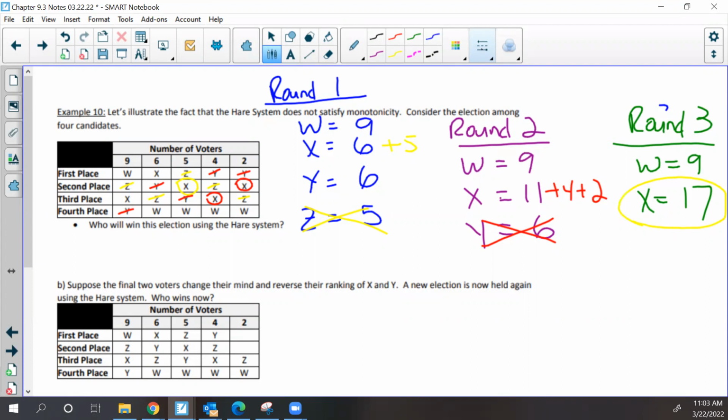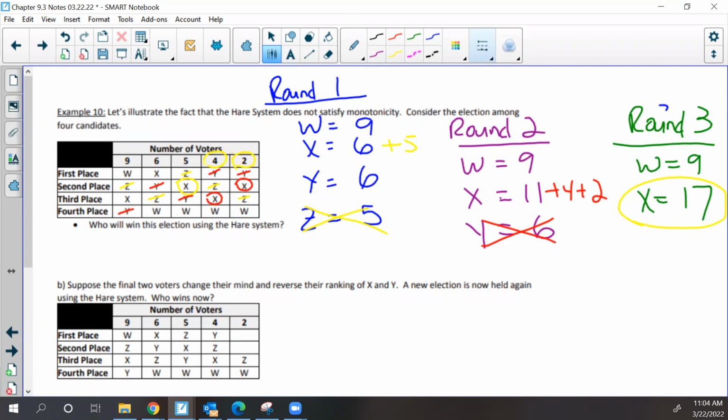If you're eliminating Y, is it 5, not 4? Is it just 5 in the chart? Well, let's see, I scratched this off, but he got this one. I put 4. That was Y. Those are Y's votes. That's where the 4 came from, and then the 2 came from here. Good question, though.